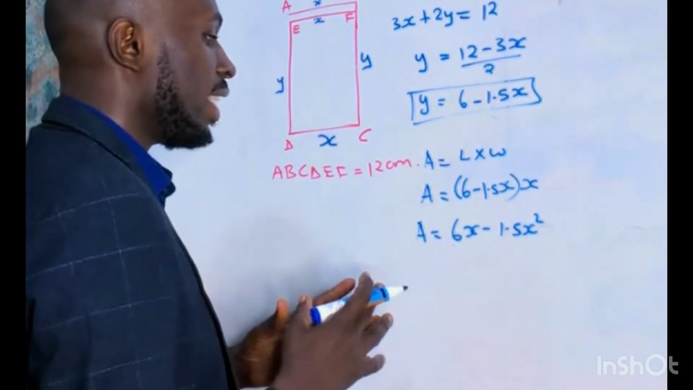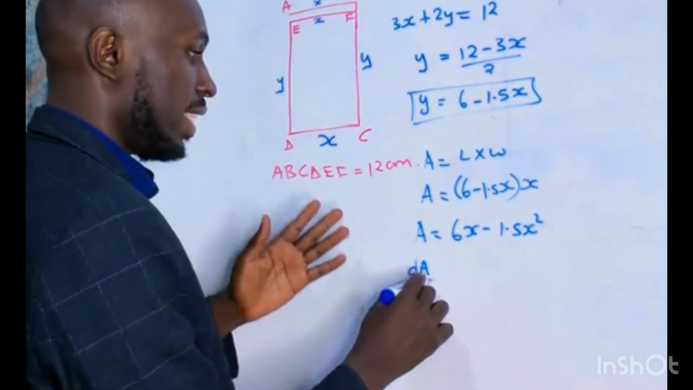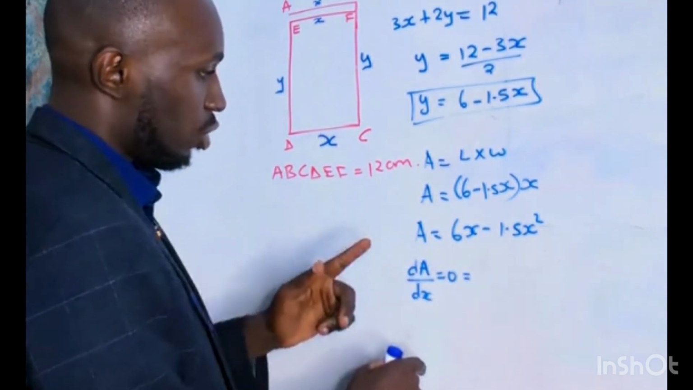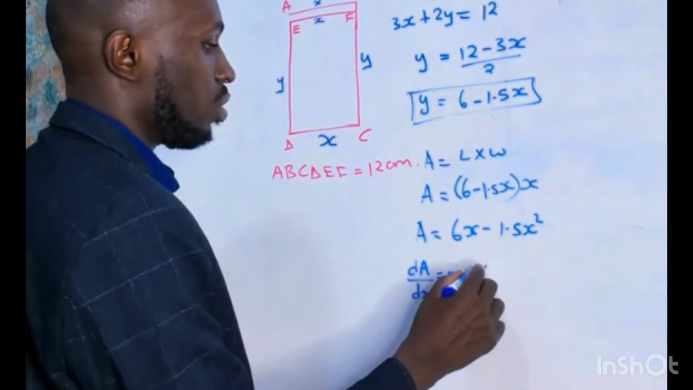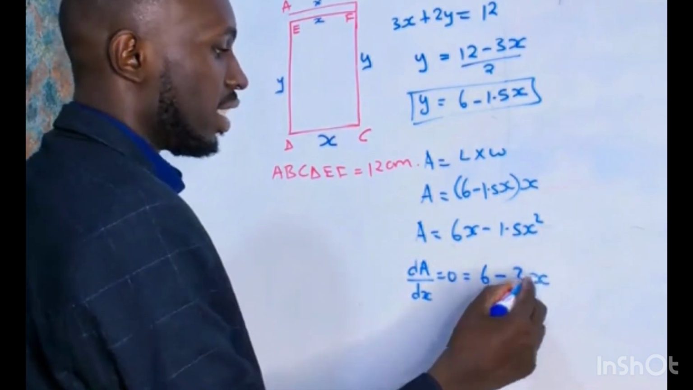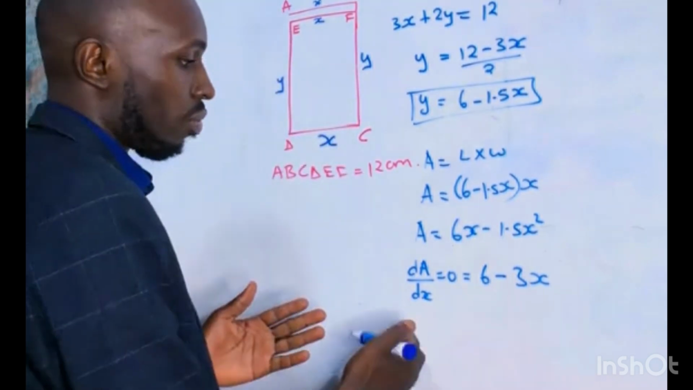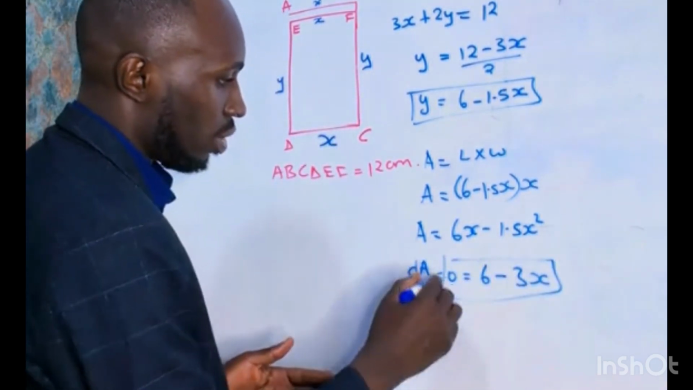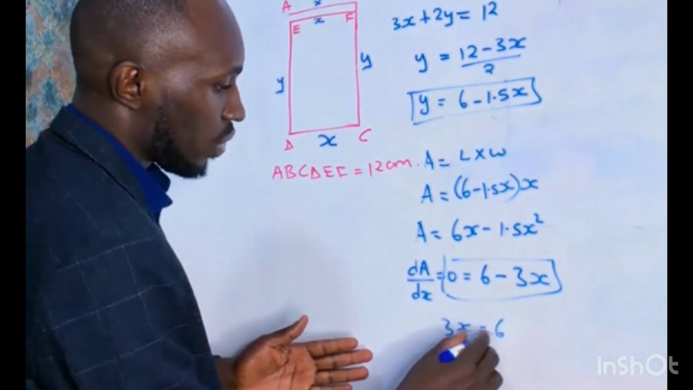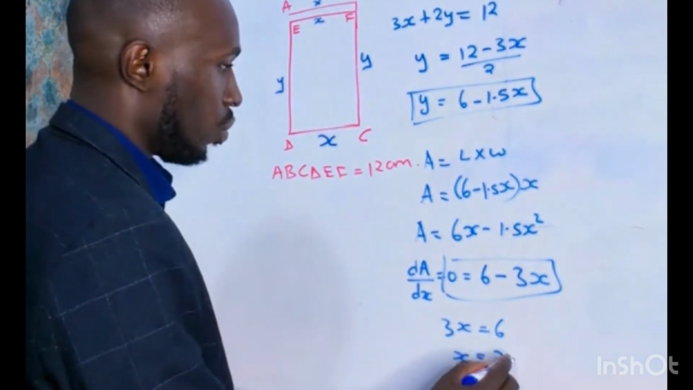Now, when we find the maximum area, that happens when the derivative of area, dA with respect to x, is equal to 0. The derivative of 6x gives us 6, minus the derivative of 1.5x squared, which gives us 3x. This must be equal to 0 for us to get the maximum value of area. So when we equate this to 0, the 3x comes to this side to make 3x equal to 6. When we divide both sides by 3, we get x as 2 centimeters.